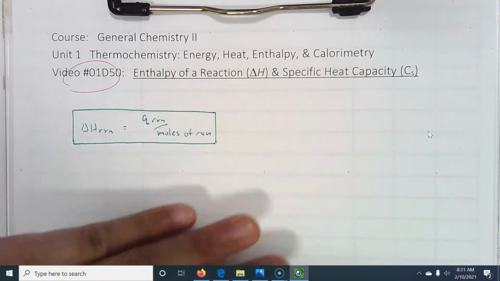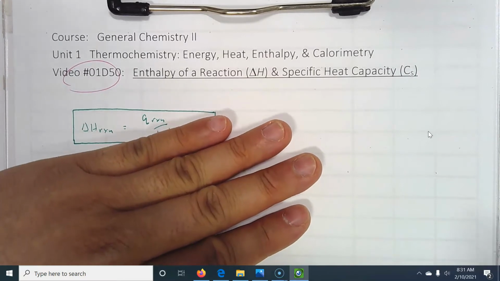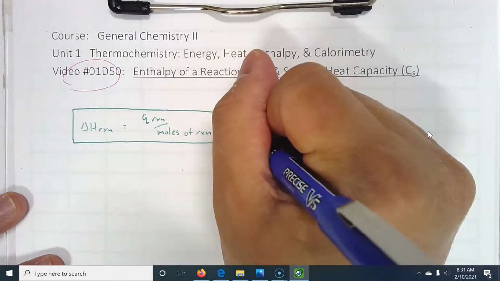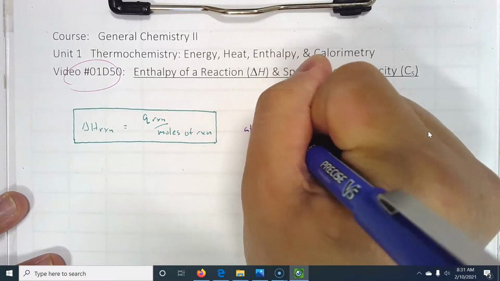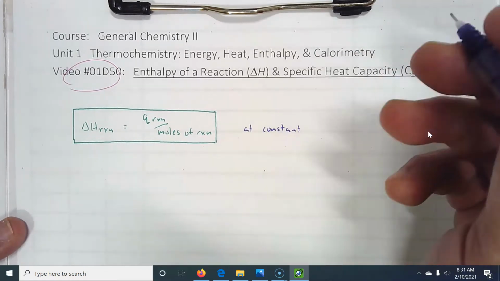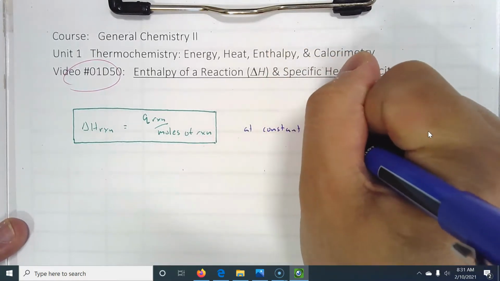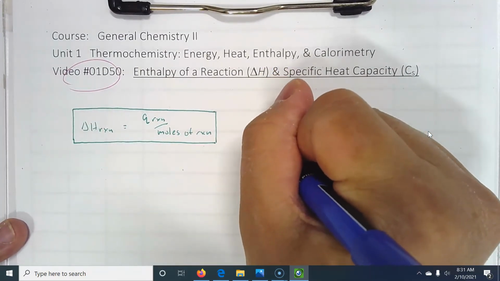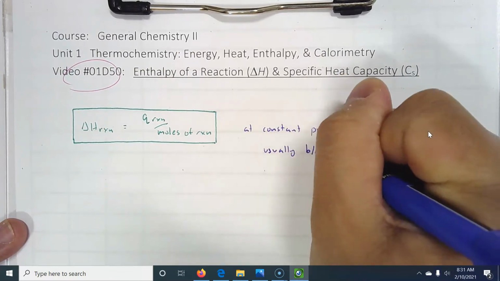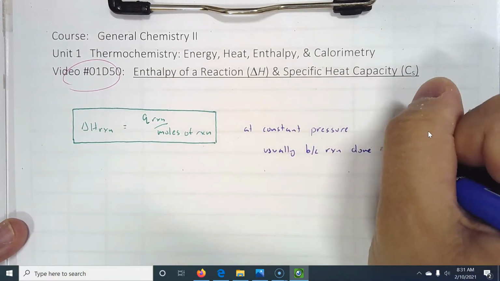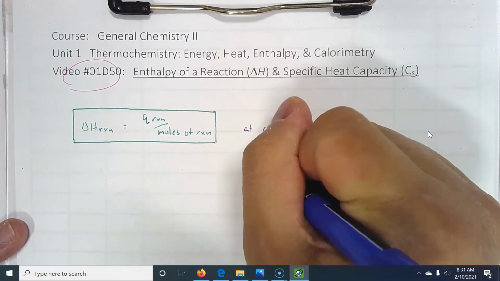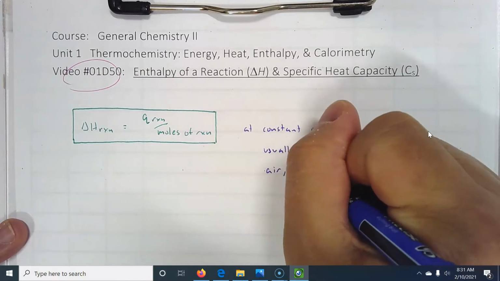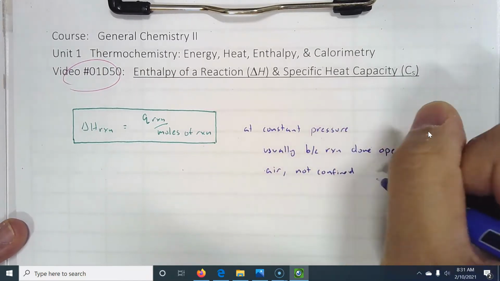Just remember though, this delta H equals Q business only happens at constant pressure. But that's fine because most of the reactions that we're going to look at occur at constant pressure. So this is very usual, because the reactions are done open to air. They are not confined to a volume, usually.